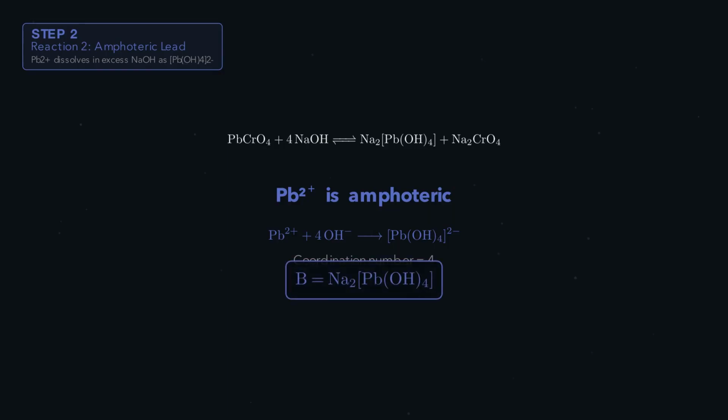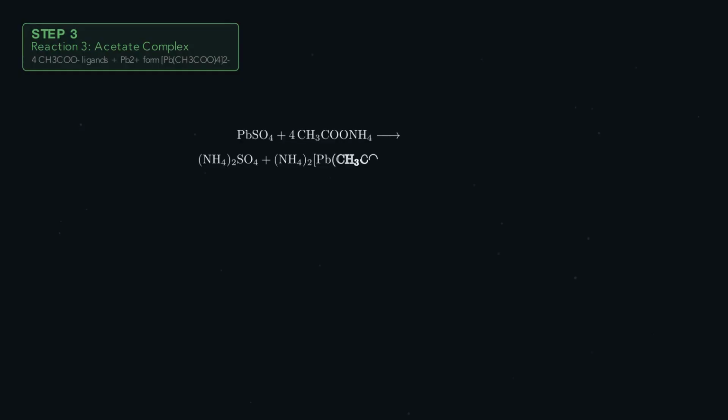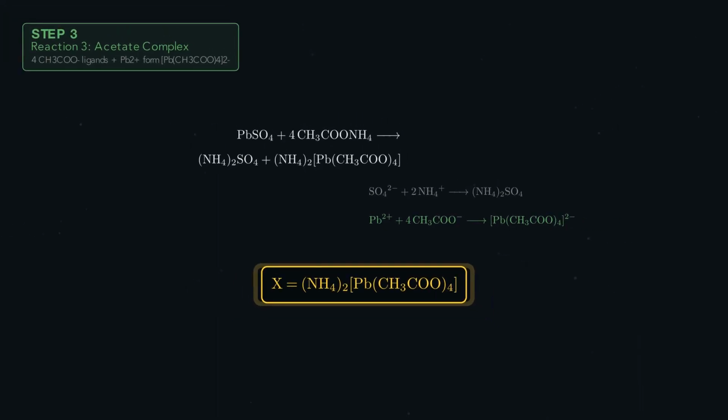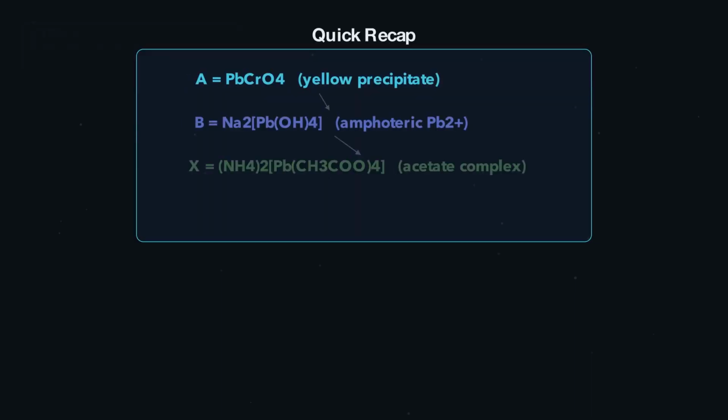Lead chromate reacts reversibly with sodium hydroxide. Here's the key insight. Lead is amphoteric, which means it can behave like a metal and dissolve in strong base. In excess NaOH, the chromate ion is released as sodium chromate, while lead 2+ picks up 4 hydroxide groups. This forms the tetrahydroxoplumbate complex, because lead 2+ prefers a coordination number of 4 in alkaline solution. B equals Na2[Pb(OH)4]. For X, we count ions.